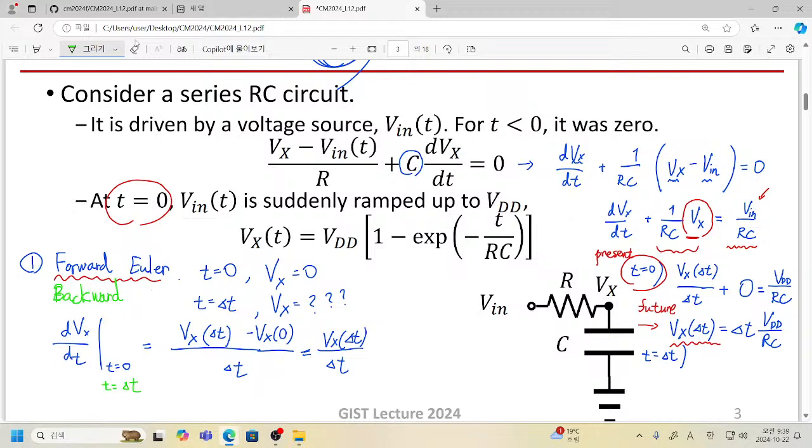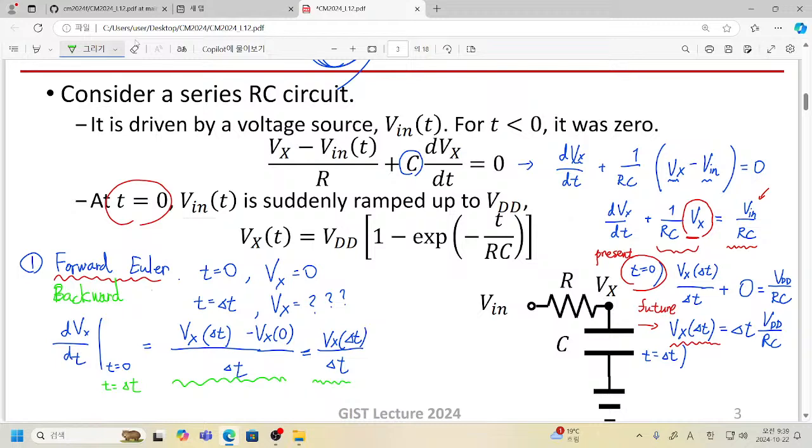And of course, here we have the same expression. Because in this backward Euler, we have to have delta t and 0 to calculate the time derivative at delta t. So although we have the same expression, Vx at delta t minus Vx at 0 divided by delta t, following the backward Euler or the forward Euler, it is assigned to different time instances.